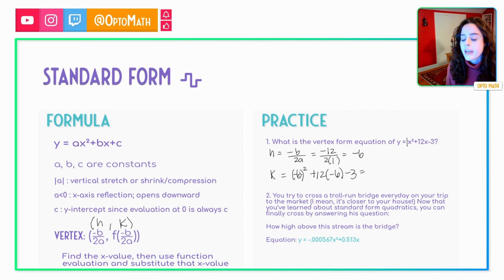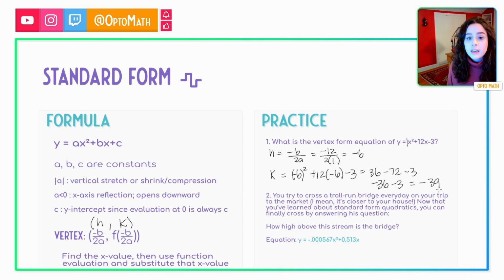So negative 6 squared, or the quantity of negative 6 squared, is 36. And negative 6 times 12 is negative 72. And then we have our minus 3. Okay, so let's just finish this off. 36 minus 72 is negative 36. And then we're still subtracting our 3, and that's negative 39.